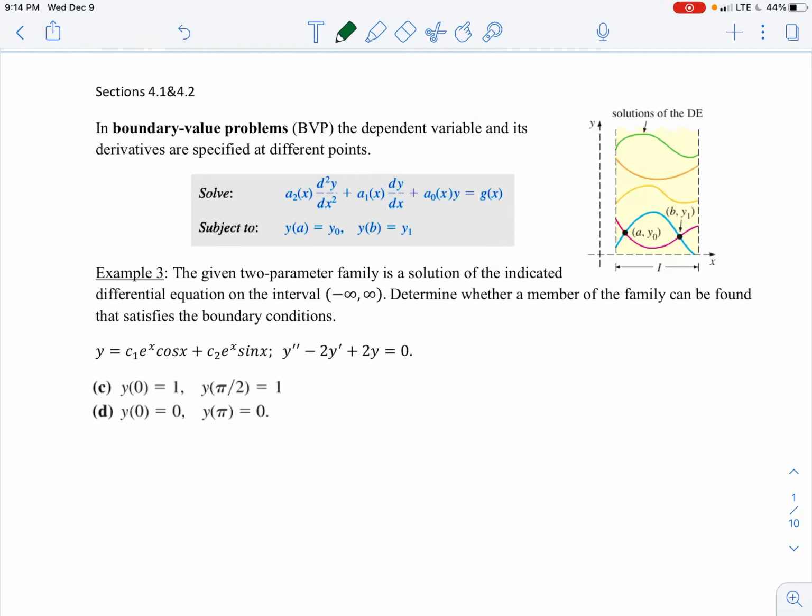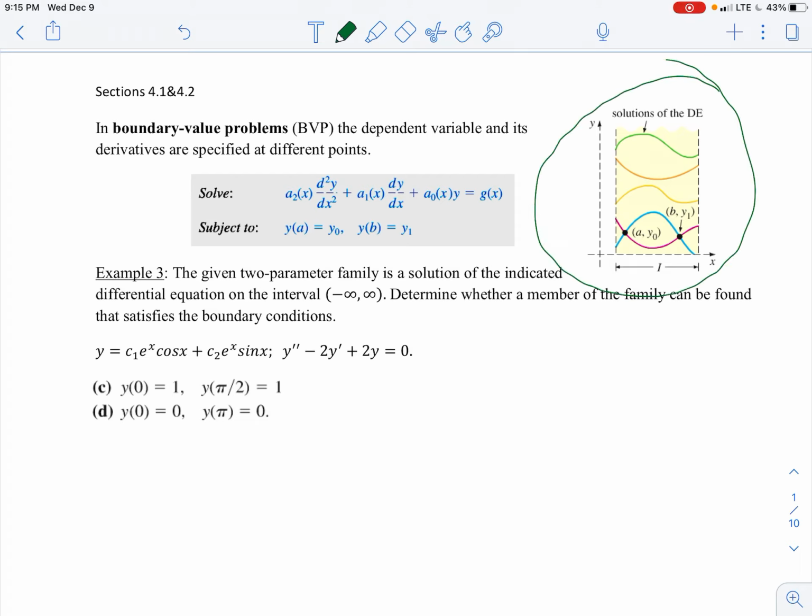We're talking about boundary value problems. In boundary value problems, the dependent variable and its derivatives are specified at different points. So we're given a differential equation and then we're going to subject it to two different initial points. We're going to say y of a is equal to y sub 0 and y of b is equal to y sub 1. So for our solution to our differential equation, we have two initial values. That means that our equation has to go through both points.